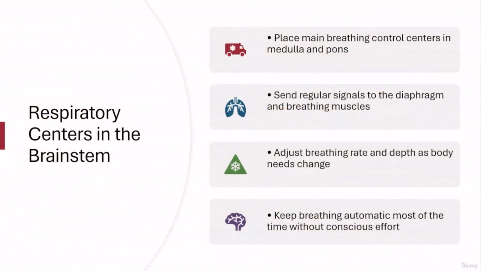Breathing is controlled mainly by centers in the medulla and pons, which send rhythmic signals to the muscles of breathing. These centers can speed up breathing, slow it down, or adjust the depth of each breath depending on what the body needs. And most of the time, this control happens automatically without us thinking about it.